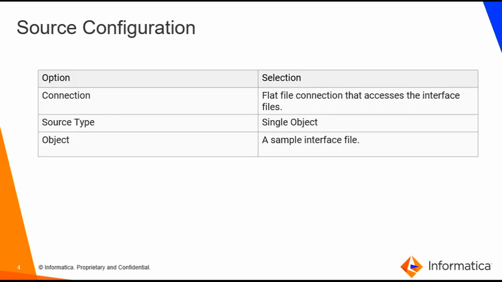Here is the simple source configuration rule for B2B Gateway inbound flow using ISD. I have to use the flat file connection, which is actually the interface file. Later, I have to parameterize it as per the B2B Gateway rule. Let's go to the demo now. I will show the setup, configurations, and the flow run.